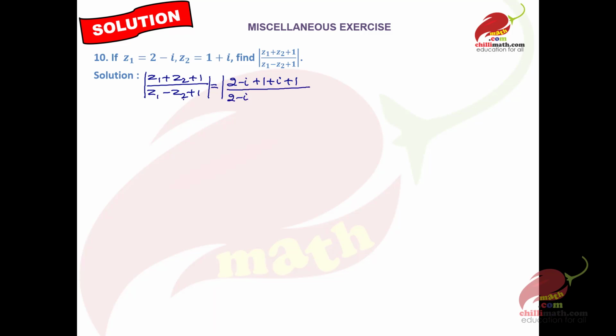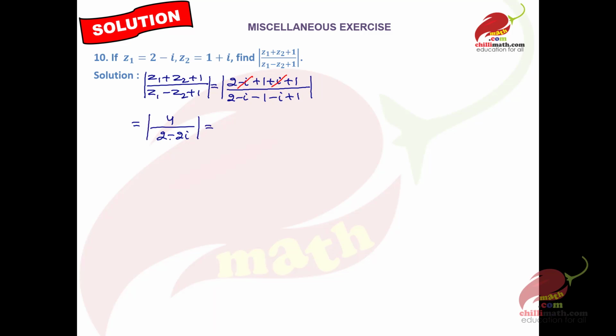2 minus iota minus Z2, so it will be minus 1 minus iota plus 1, its modulus. Solving this, we get 2 plus 1, 3, plus 1, 4, and this iota gets cancelled. 4 over, in the denominator, 2 minus 1, 1, 1 plus 1, 2, minus iota, that is minus 2 iota, its whole modulus.